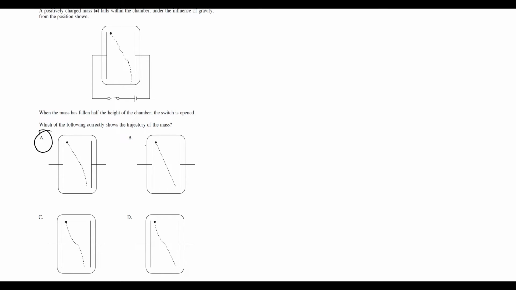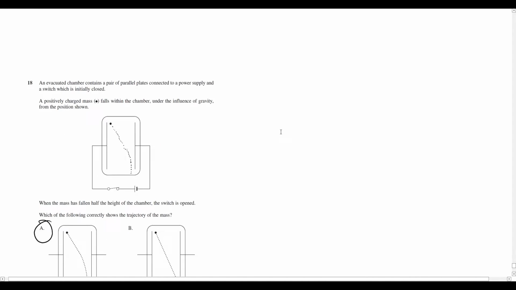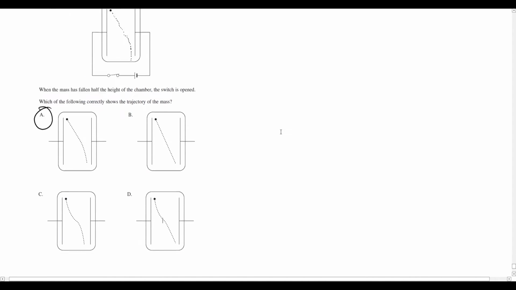B is just a straight line all the way down, so that would be the situation if there's a constant force the entire way through. C and D look very similar to me, and I'm struggling to find a real difference between them. D might be a little steeper than C, but in either case, that would probably represent the case where you turn it on halfway through rather than turning it off halfway through. So our answer for question 18 is going to be A.